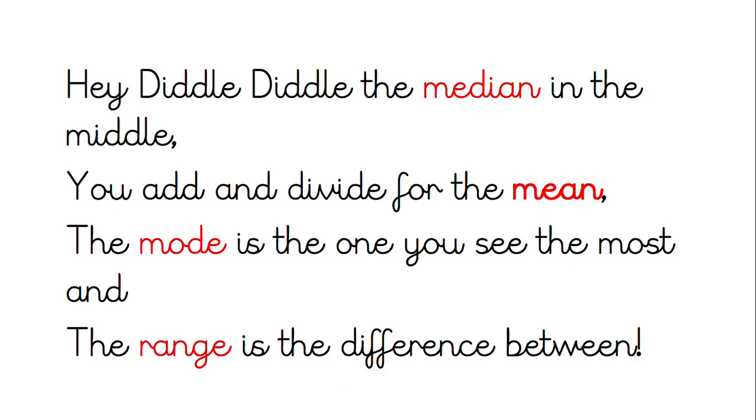So, why don't you have a go at saying that rhyme twice over. Pause the video now. Hey diddle diddle, the median in the middle, you add and divide for the mean, the mode is the one you see the most, and the range is the difference between.